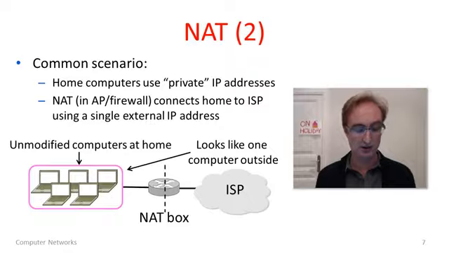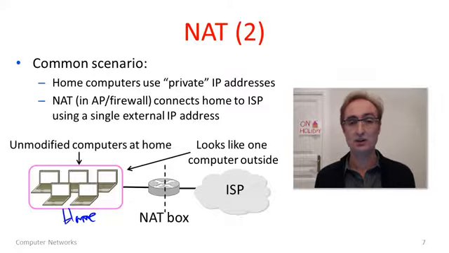So the scenario is this. You're at home. This is your home here on the left-hand side. You have many computers at home, maybe. I don't know, 5 computers, 10 computers, 2 computers, I don't know. You're connected to the internet via your ISP. Of course, your ISP gives you a single public IP address to connect. It doesn't actually want to give you many more IP addresses, particularly since we're running out. But you want to have as many computers as you like.